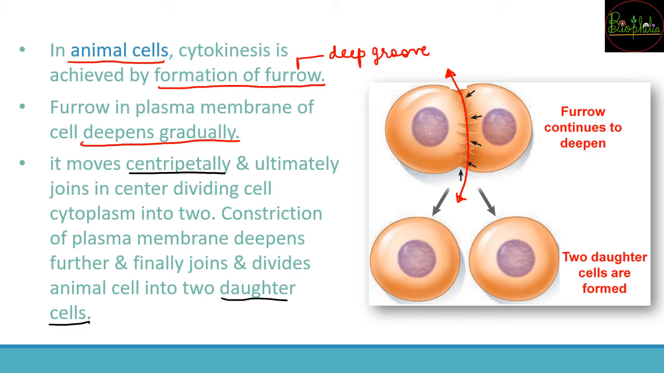So centripetally क्या होता है, you very well know this particular term. If you don't know then it's better if you find it out so that you won't forget it the next time. So centripetally furrow deepen होगा, it will divide to give you final 2 daughter cells.